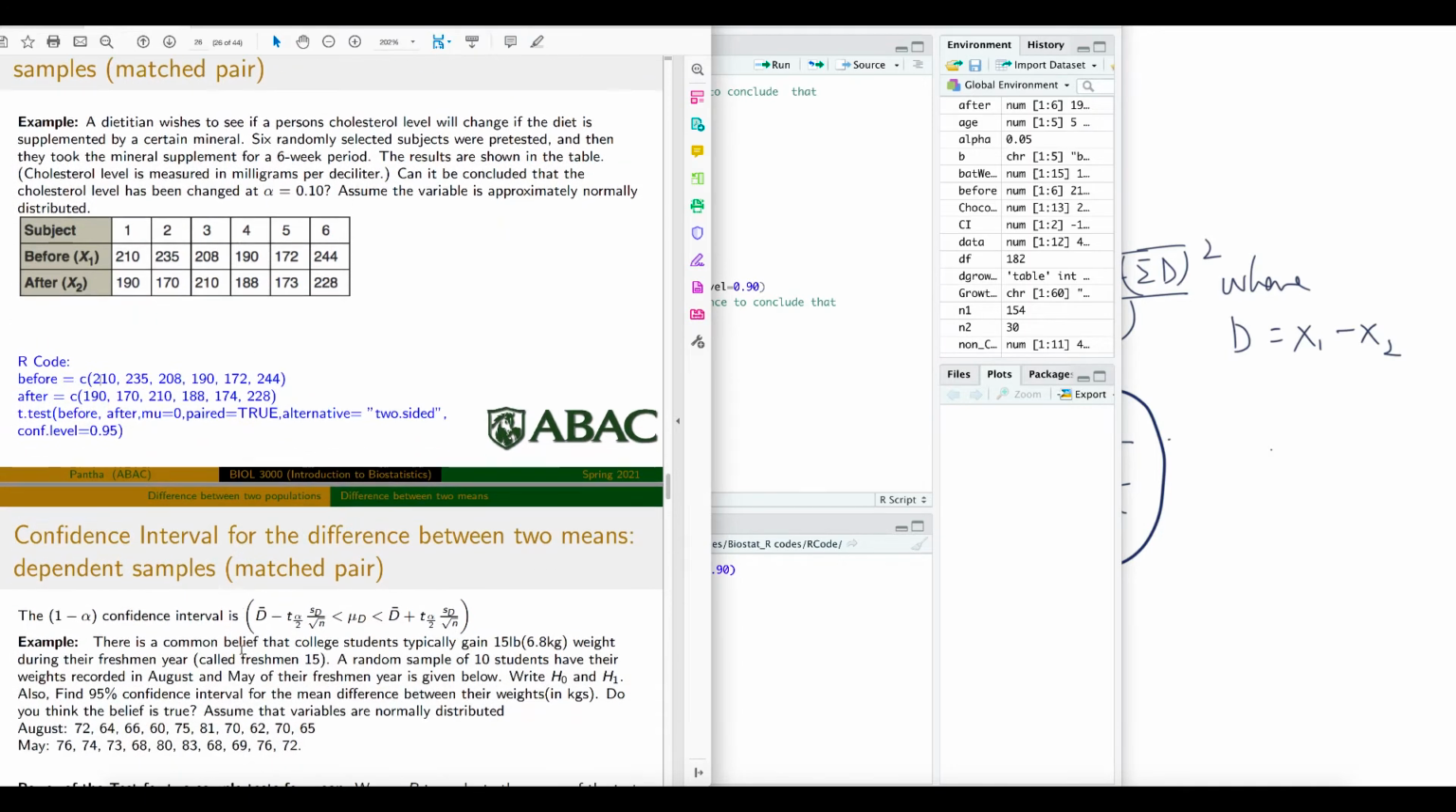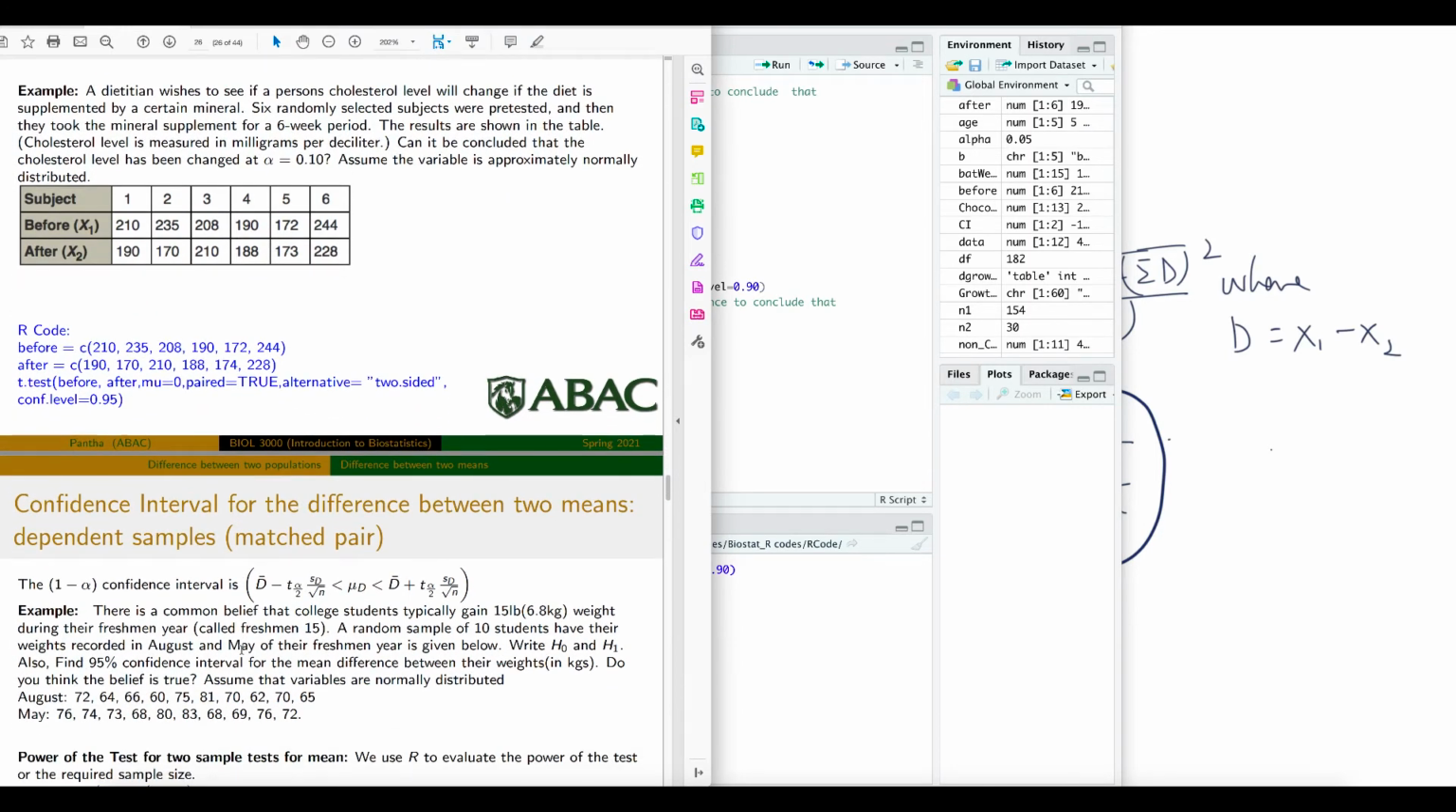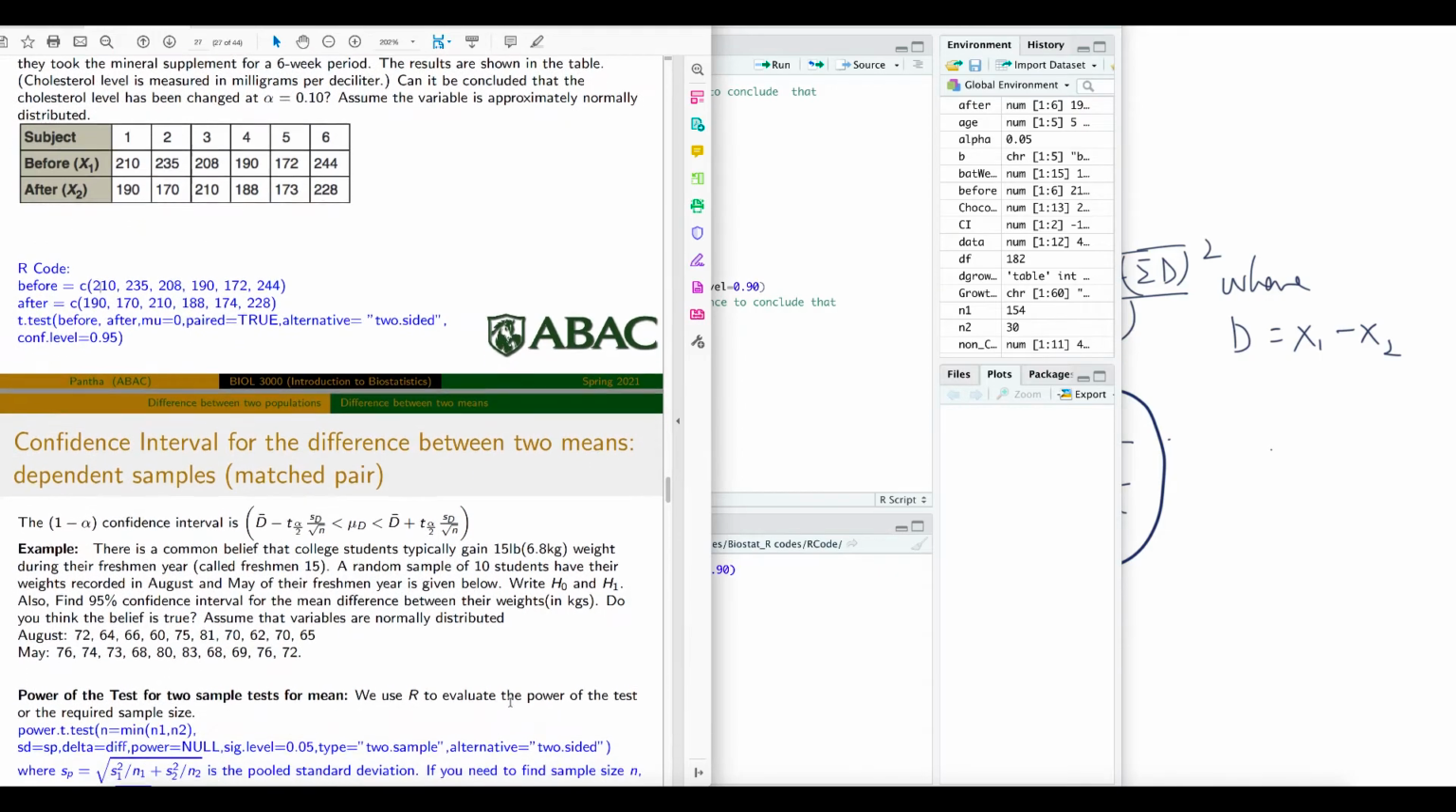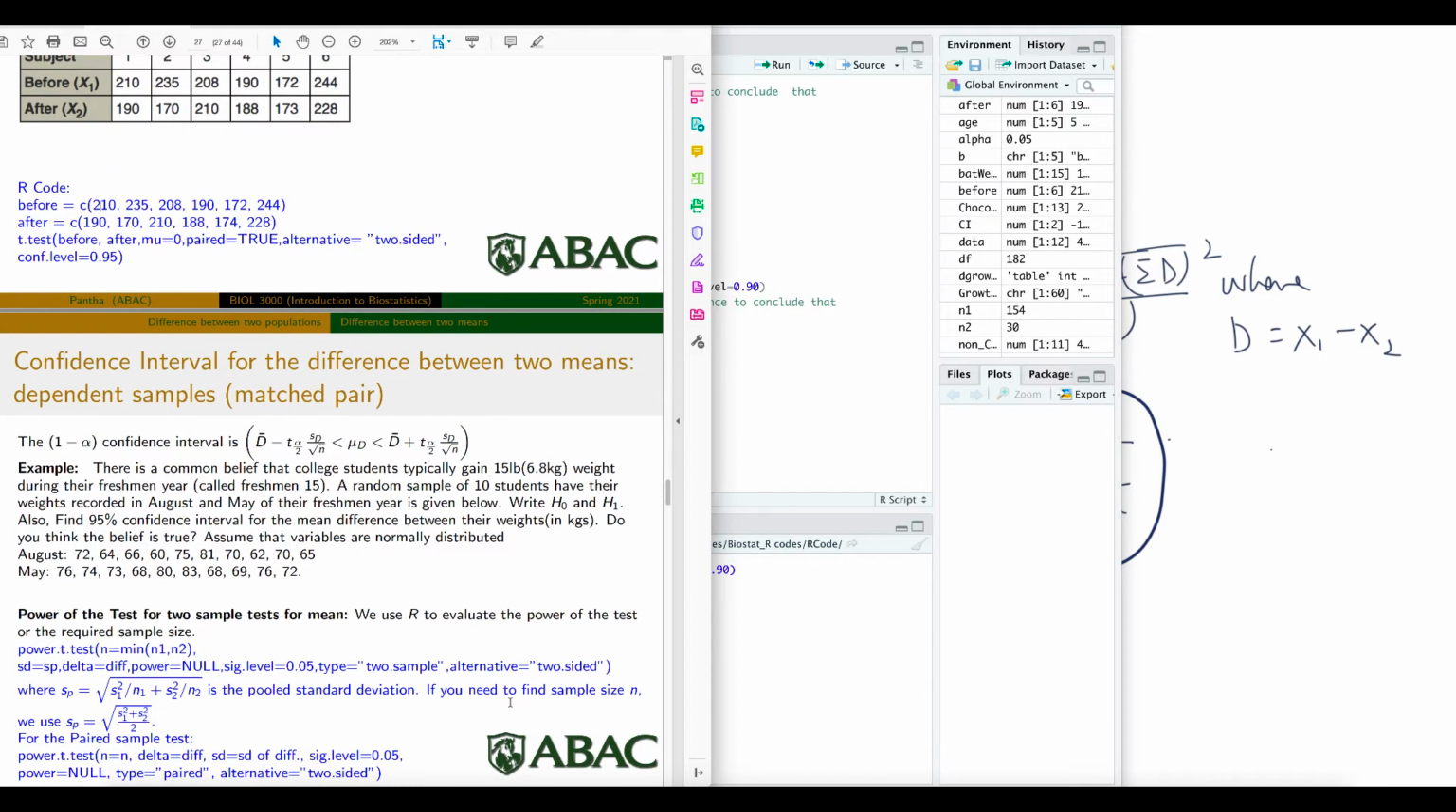So look at this. What does it say? What is the formula for the confidence interval? The 1 minus alpha confidence interval is this: D bar minus T alpha half, this is the standard error, right? SD over root N, is less than mu D, is less than D bar plus T alpha half SD over root N. Let us look at this problem.